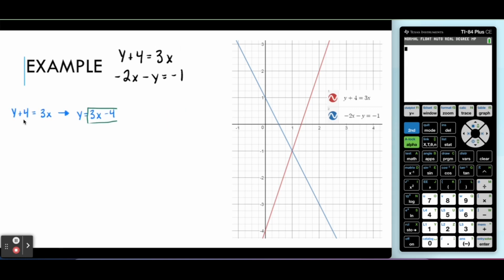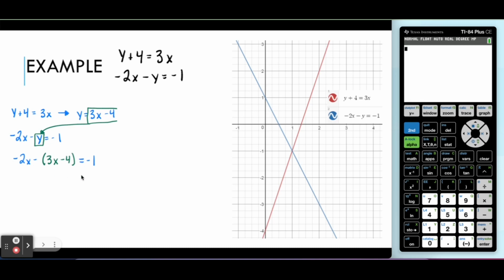I chose the first function and I'm isolating y all on one side. So I subtracted 4 from both sides. I get y is equal to 3x minus 4. Now I take this expression of 3x minus 4 and I replace that as y in the second equation. So making sure that y is replaced by the whole 3x minus 4. Notice that there's a negative sign in front of the y, so this should be distributed to every term in this expression. So what we're going to get is negative 2x minus (3x minus 4).